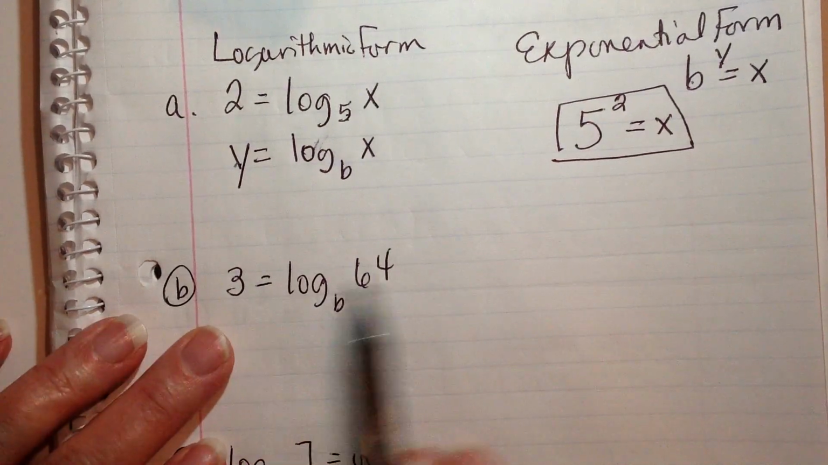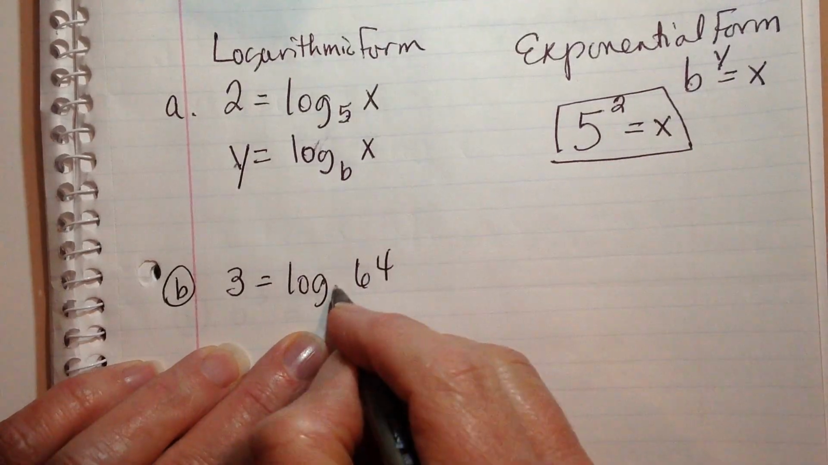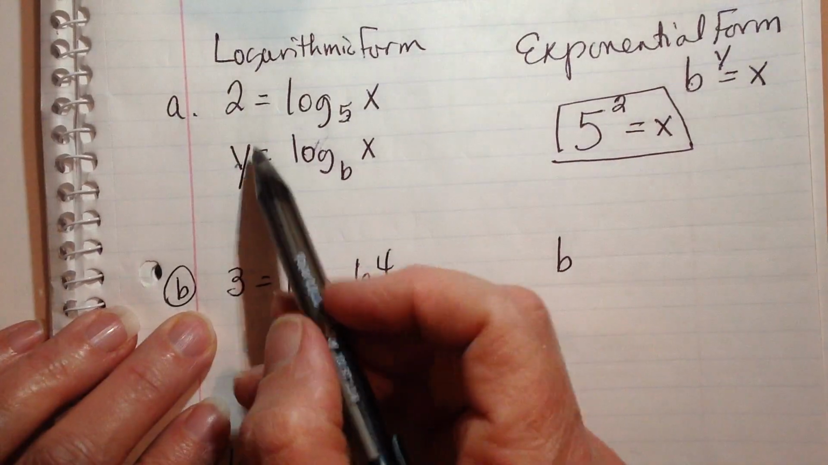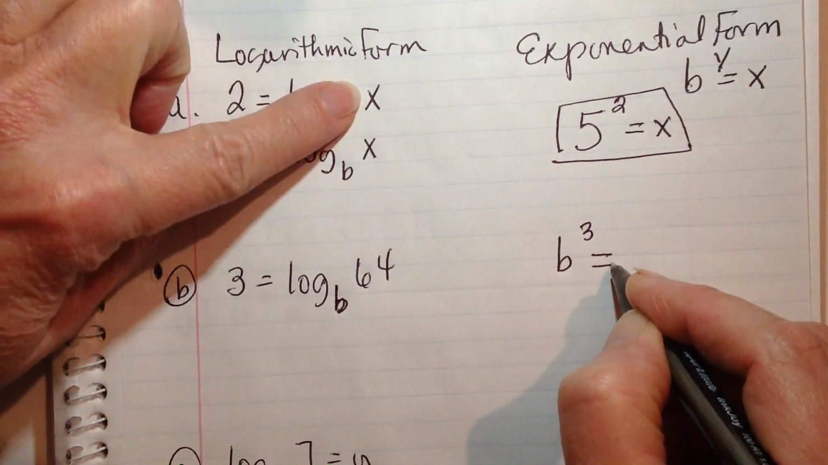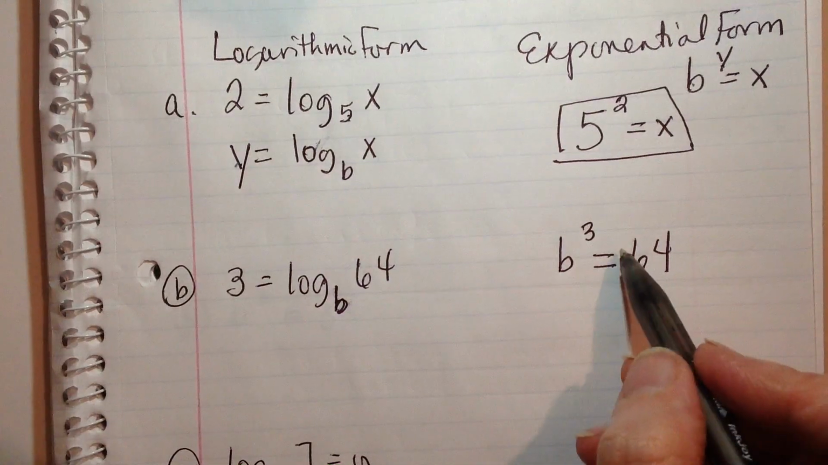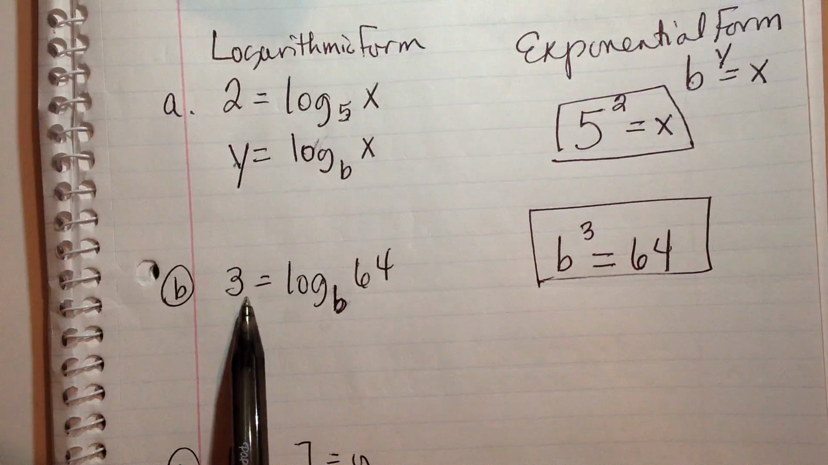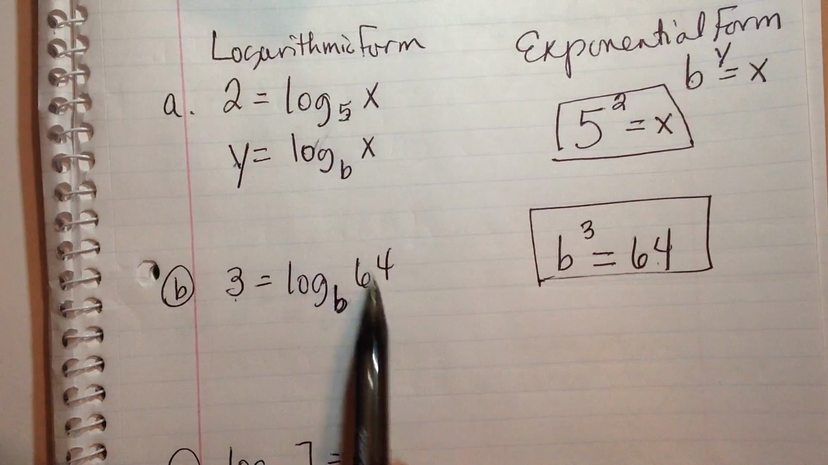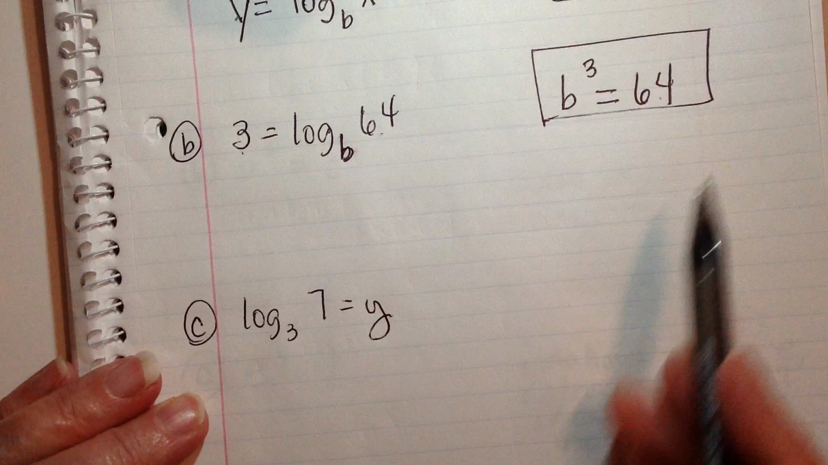All right, let's look at B part. Let's change this logarithmic form to exponential. Who is my base? In this problem, b is my base, raised to the exponent. My exponent in this problem is 3, equals x. Who's in the x position? 64. So this is your exponential form of the logarithmic form. The base raised to the exponent equals 64. It's all about position.